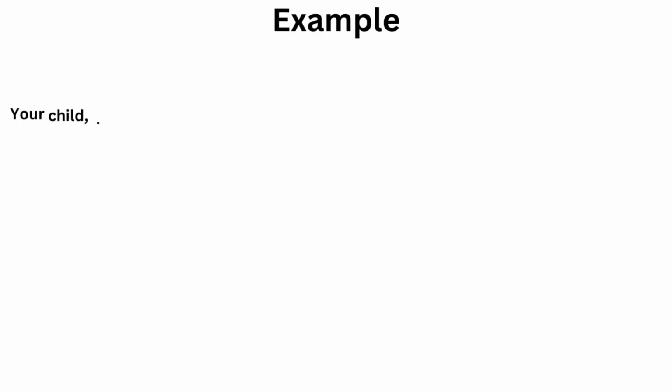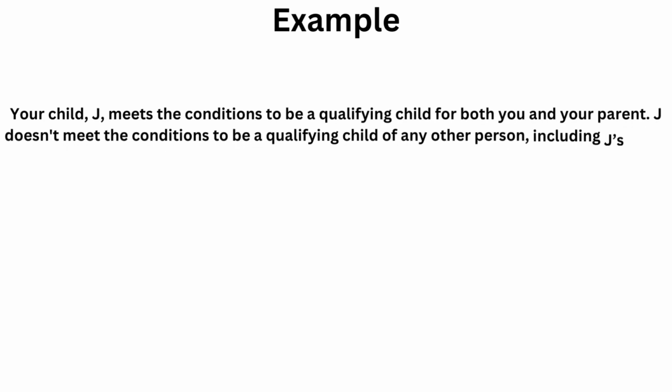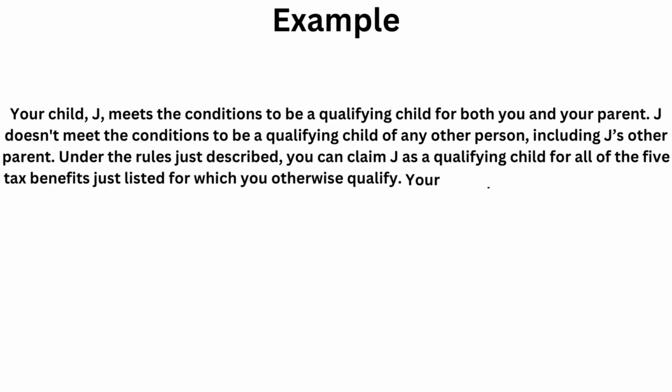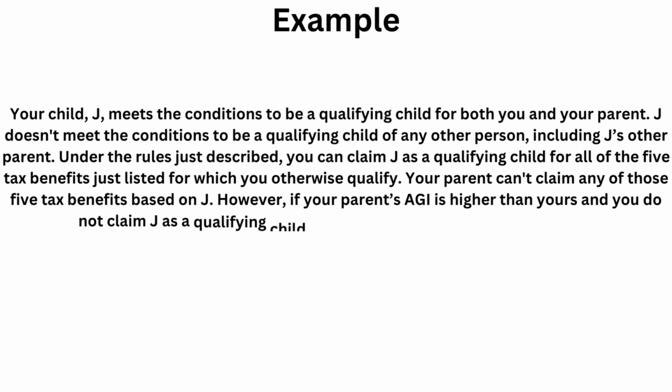You live at home with your parent, the head of household, who assists financially with your child. The child meets the conditions to be a qualifying child for both you and your parent. The parent is head of household and has the highest AGI, so is the taxpayer most qualified to claim the child.